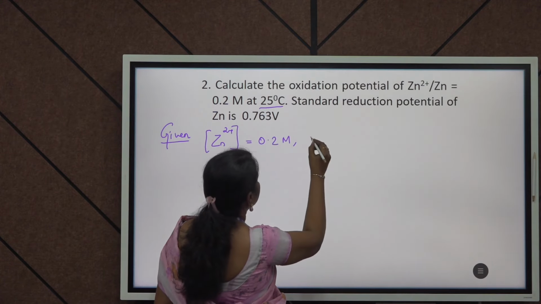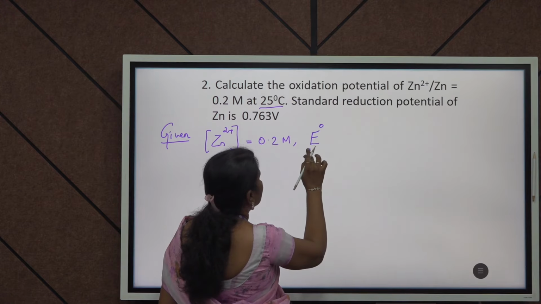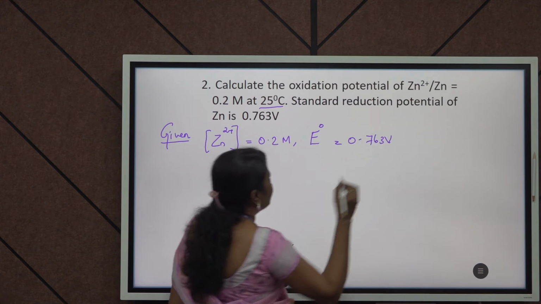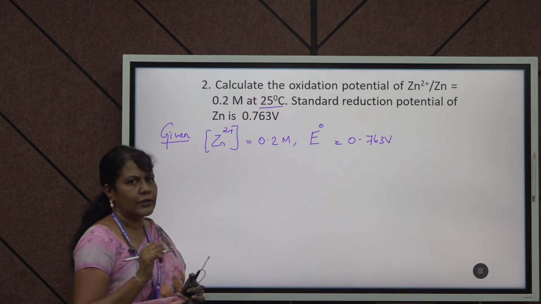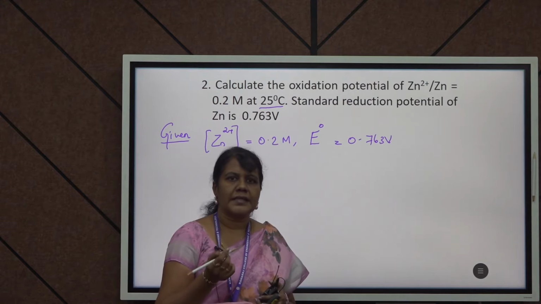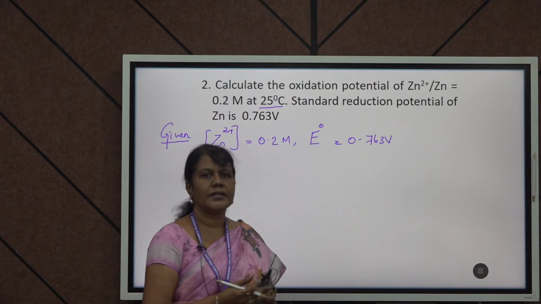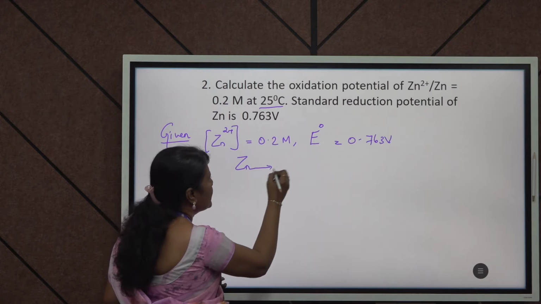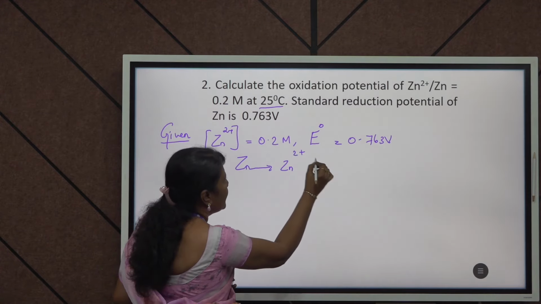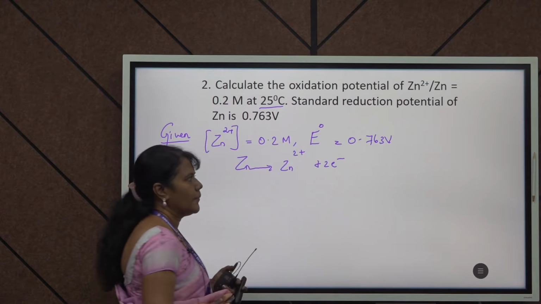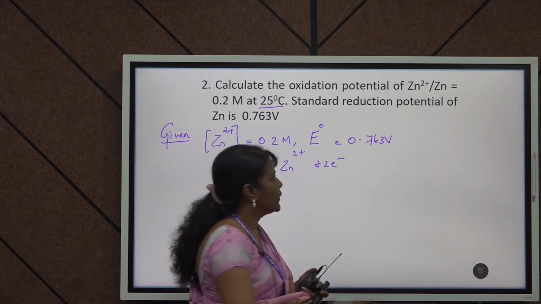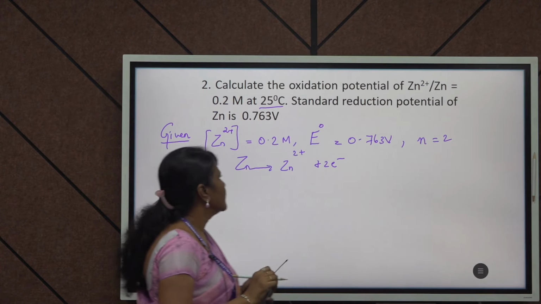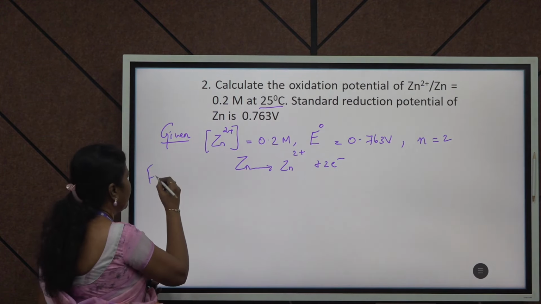But it's already given in the problem. So the standard E0 value is found to be 0.763 volt. And then coming to the number of electrons. Now zinc is capable of undergoing oxidation. Oxidation is nothing but loss of electrons. So Zn loses 2 electrons. Zn gives Zn2+ plus 2 electrons during oxidation. So the number of electrons involved will again be 2. Okay, now coming to the formula.